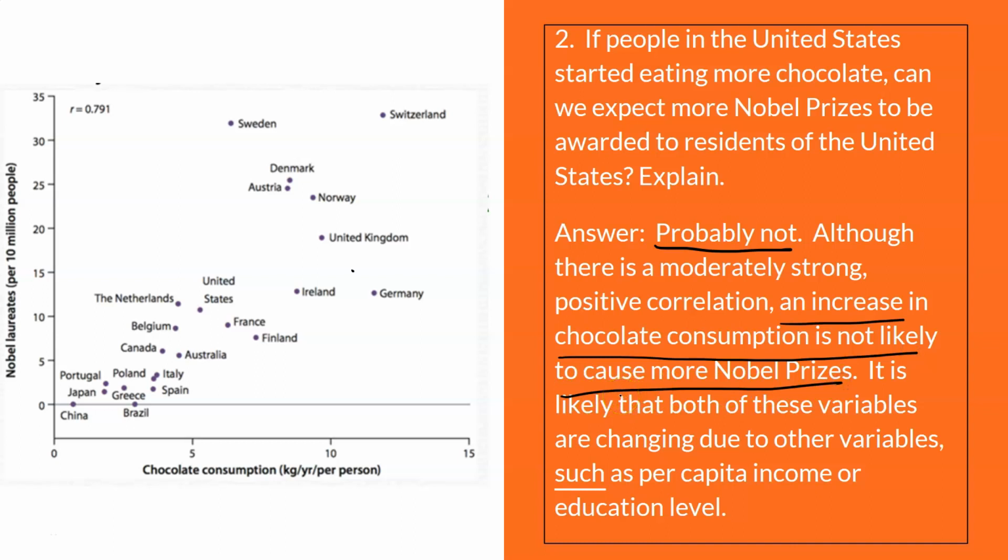Here's what's happening. It is likely that both of these variables are changing due to other variables, such as per capita income or education level. If a country is rich enough to afford more education, it is also likely rich enough to afford more unnecessary expenditures like chocolate.